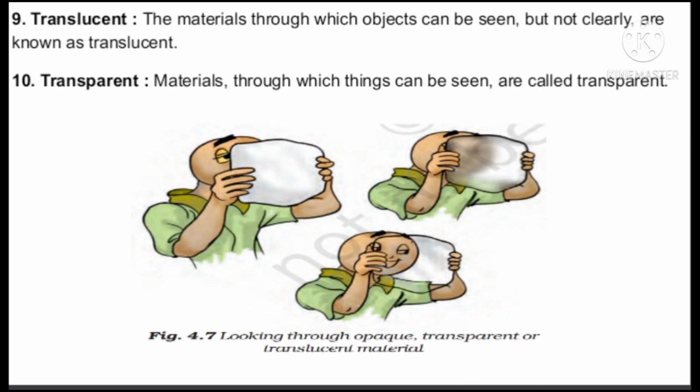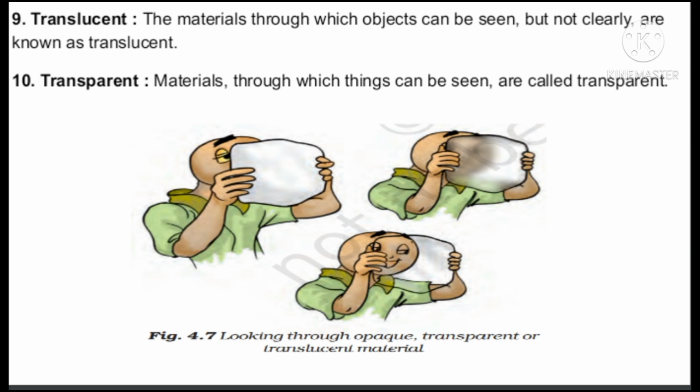And the ninth one is translucent. I will highlight this point: materials through which objects can be seen but not clearly, underline the 'but not clearly', are known as translucent. And the tenth one is transparent. Materials through which things can be seen properly are called transparent.